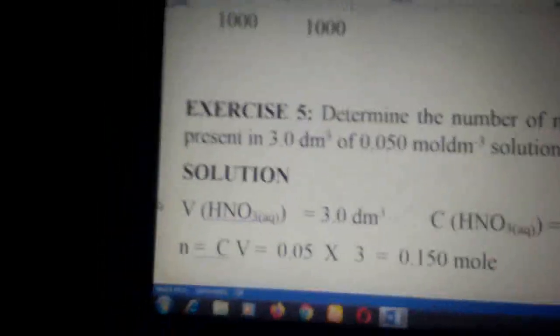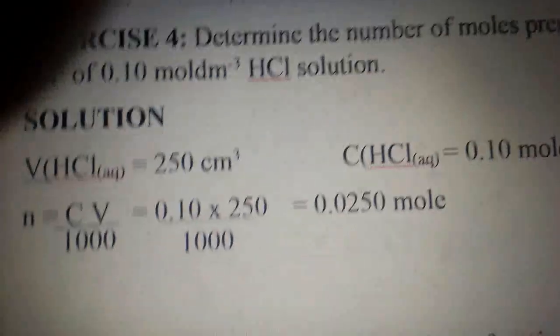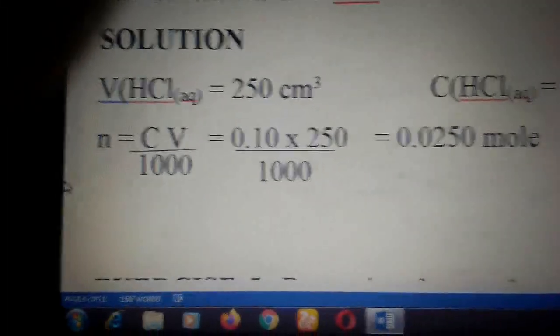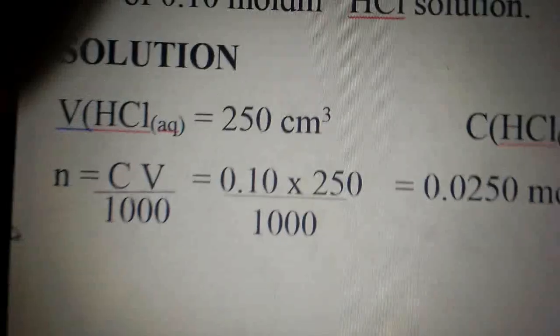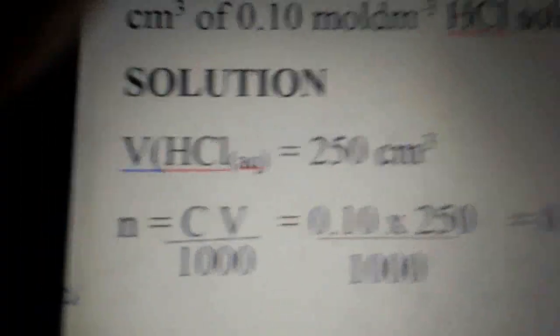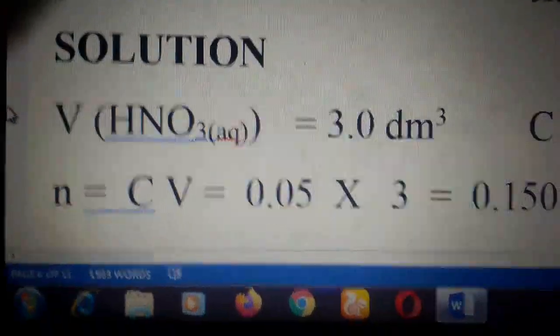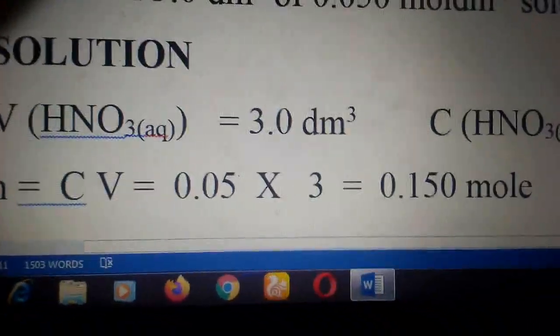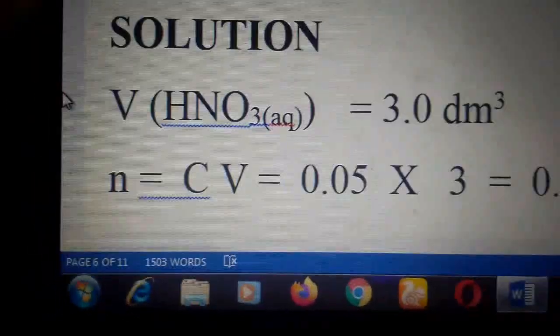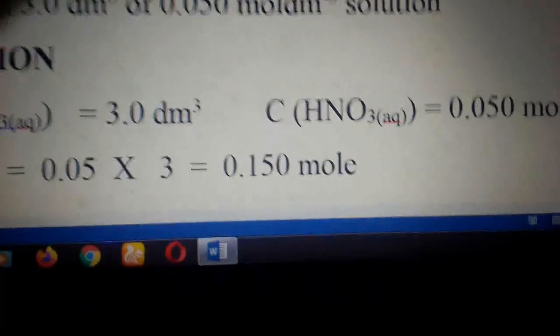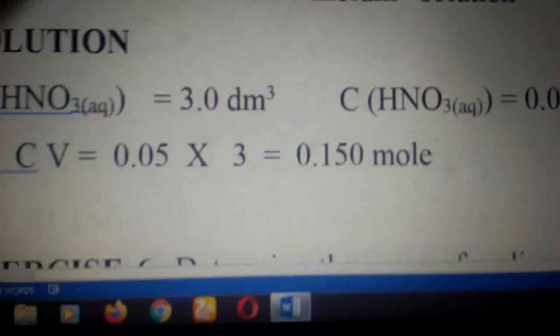If you look at exercise 4 and exercise 5, they look alike. In exercise 4, we use n equal to CV over 1000. Why is there 1000 there? Because the volume is in cm³, so we have to convert the volume to dm³. That one will divide by 1000. So let's go back to where we are. Here the volume is in dm³. No conversion again. We now use n equal to CV. No 1000 is present there. So we now have 0.05 times 3, that gives us 0.150 mole as the number of moles.